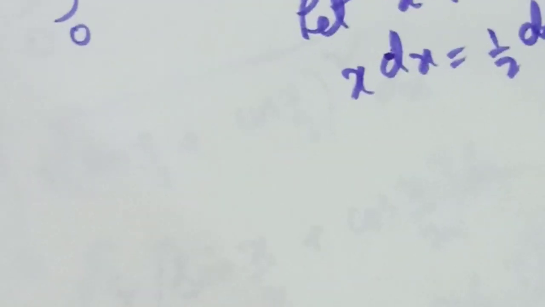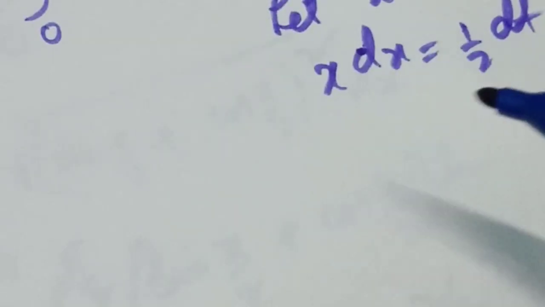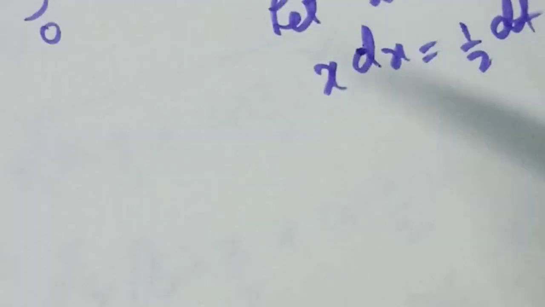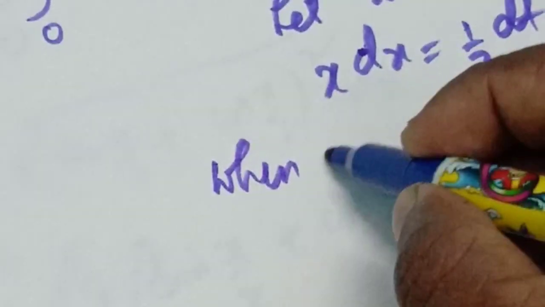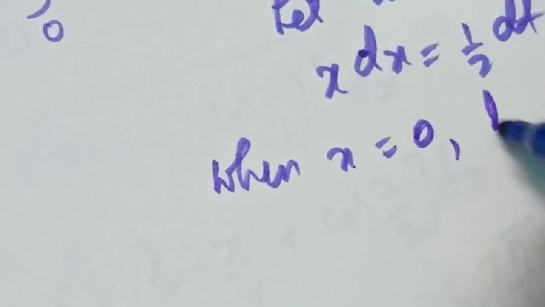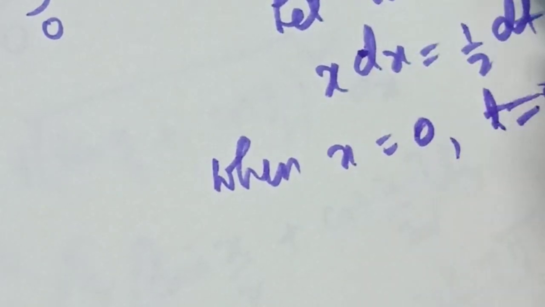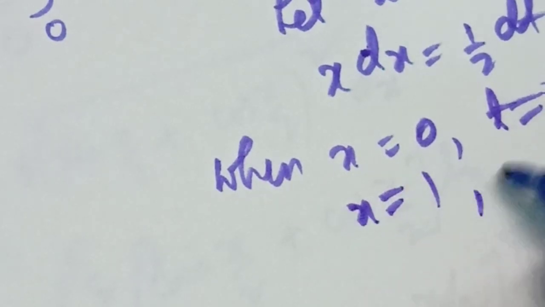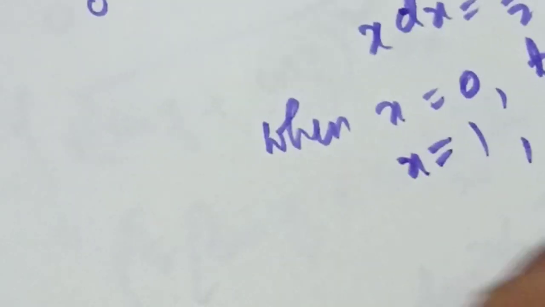Now let me tell you, when we are solving a definite integration with the help of substitution, we are changing the variable. So we are supposed to check how the function behaves when the variables are changed. That is, when x equal to 0, t is also 0, because we put 0 here, then t also becomes 0, and when x is 1, t is also 1. So the limits remain the same, but we are supposed to check this, and accordingly we integrate.